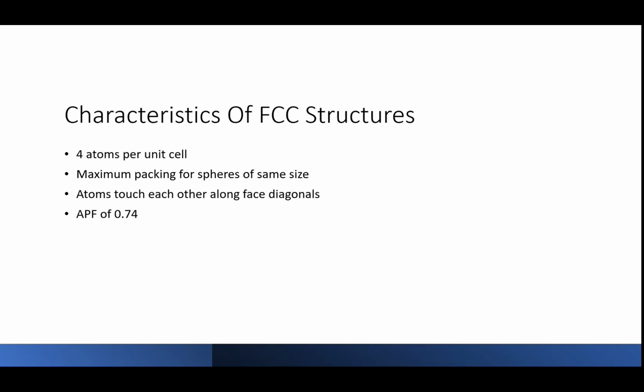This takes us into the characteristics of FCC structures. Typically, they have the maximum packing for spheres of the same size. Also, as stated before, 4 atoms per unit cell. Atoms touch each other along face diagonals, and they have an atomic packing factor of 0.74.